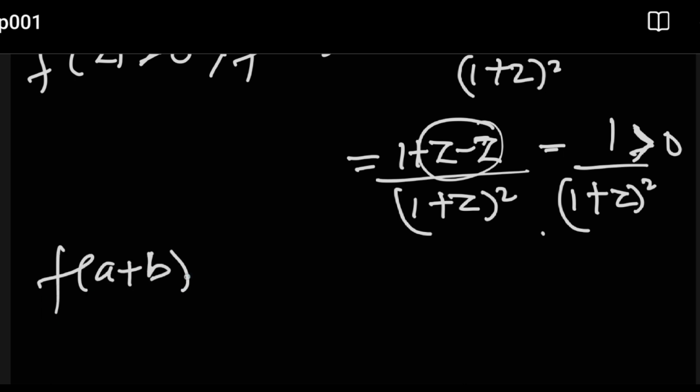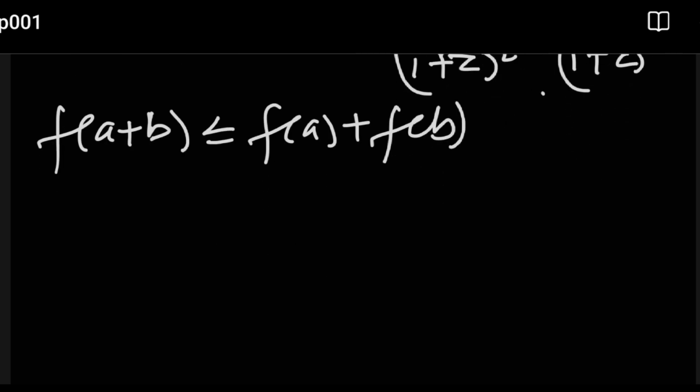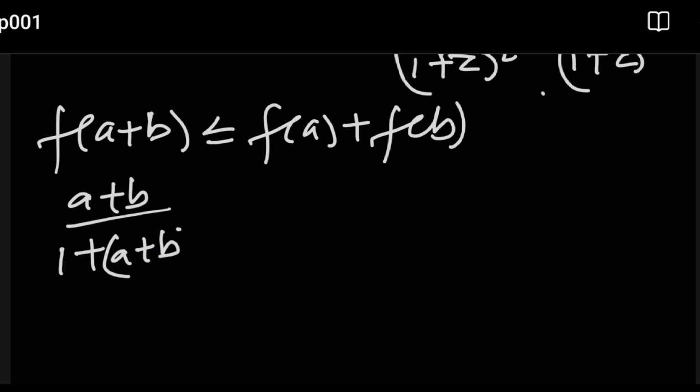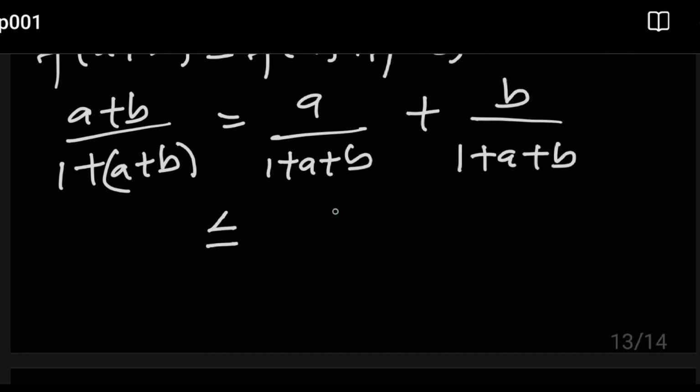Alright, so since we know f is strictly increasing, now what we need to check is if f of a plus b is actually less or equal to f of a plus f of b. This is what we want to check. Alright, remember f of z is z over 1 plus z. So f of a plus b will be what? A plus b over 1 plus a plus b, right? Now this is same thing as a over 1 plus a plus b plus b over 1 plus a plus b. We separate them. This is less or equal to what?